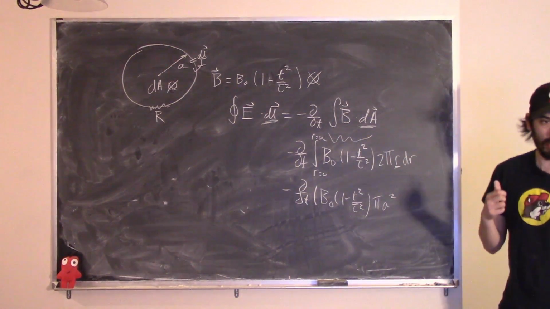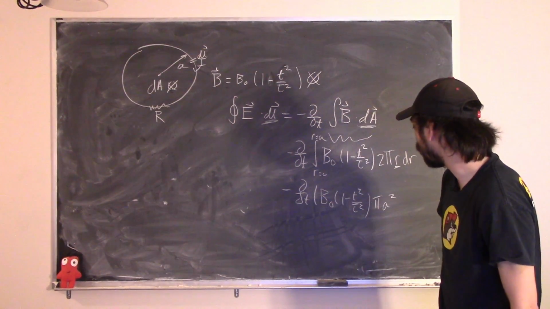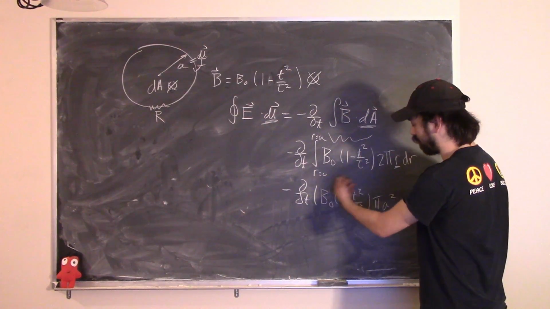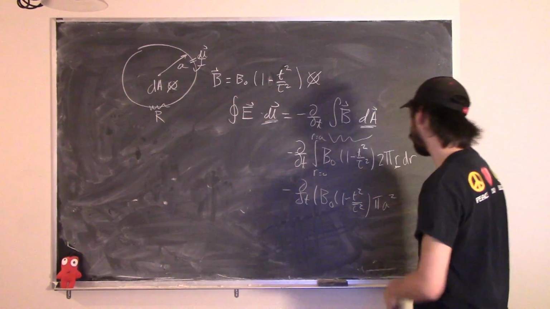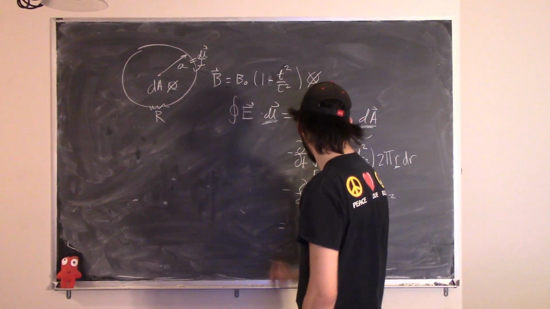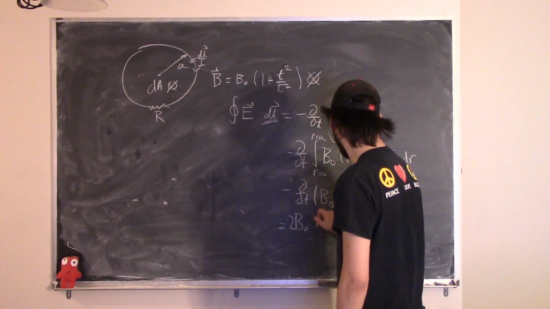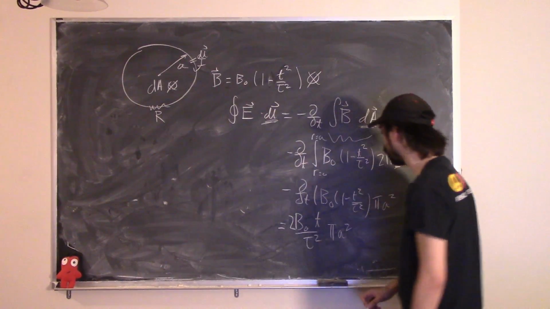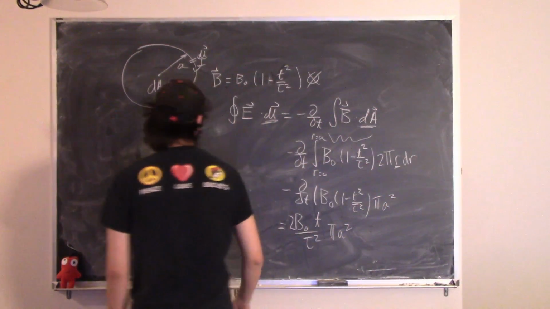The next thing I can do is take the time derivative. The time derivative of 1 is 0. The time derivative of this term is going to give me a minus 2t, and I also have a negative sign here. So ultimately this is equal to B0 with a 2 out front times t divided by tau squared times pi a squared. This is my right-hand side of Faraday's law.